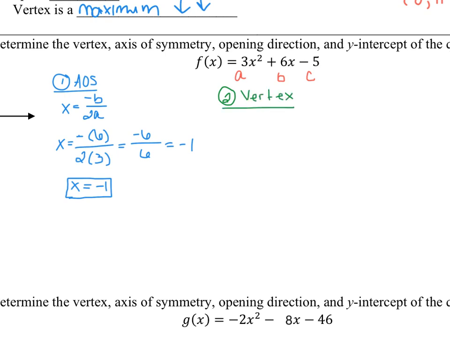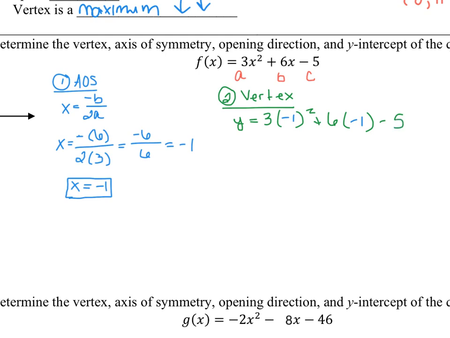So we remember f of x is just fancy for y. What we're going to do is everywhere we see an x, we're going to take this negative 1 and replace it with x, because the vertex and the axis of symmetry are related. So 3 times negative 1 squared plus 6 times, there's another x, we're going to replace it with -1 also, minus 5.